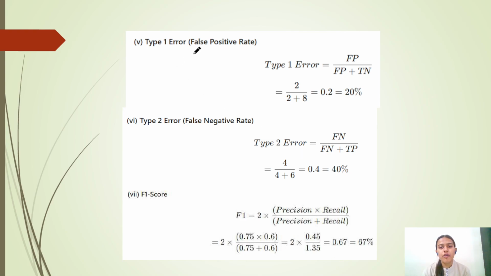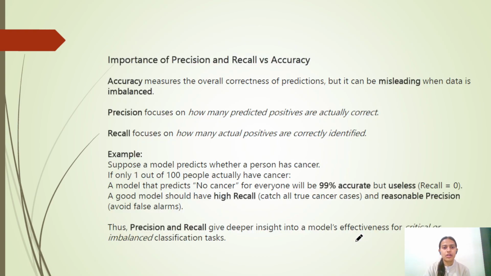Type 1 error, the false positive rate. So type 1 error is equal to FP upon FP plus TN, which is equal to 0.2, 20%. Type 2 error, the false negative rate. Type 2 error is equal to FN upon FN plus TP, 4 upon 4 plus 6, 0.4, which is 40%. F1 score is equal to 2 into precision into recall upon precision plus recall. After putting values, we will get an F1 score of 67%.